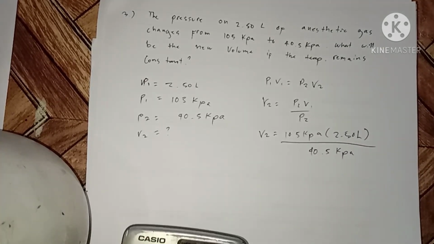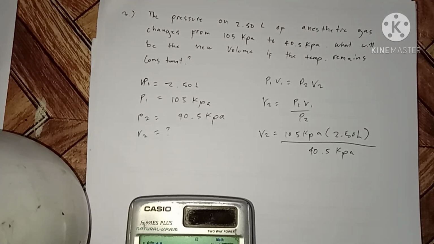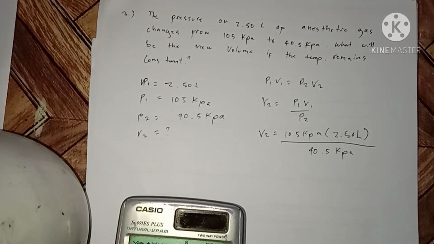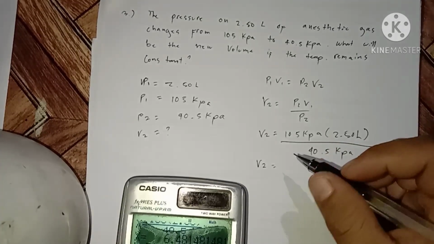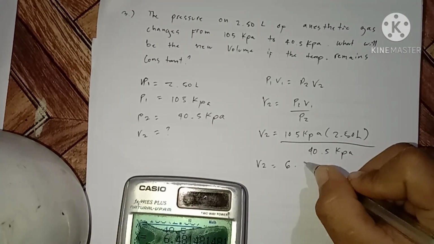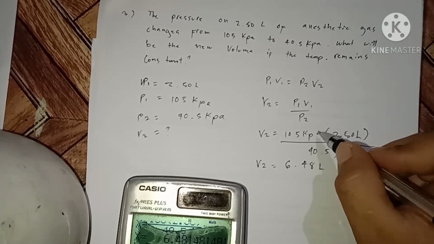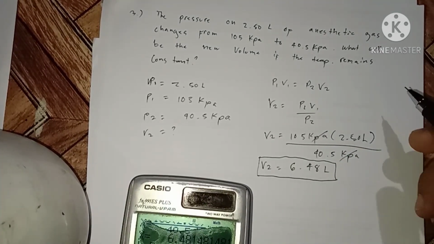So calculate: 105 times 2.50 over 40.5. So the value of V2 equals 6.48 liters. Cancel the units. So the final value is 6.48 liters.